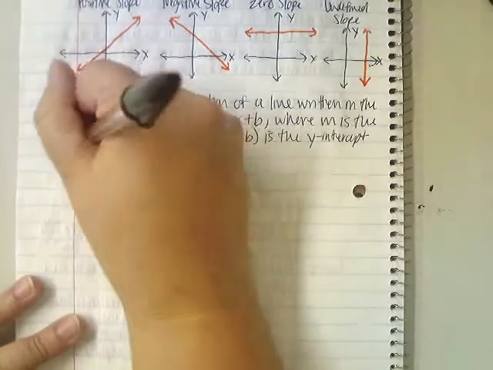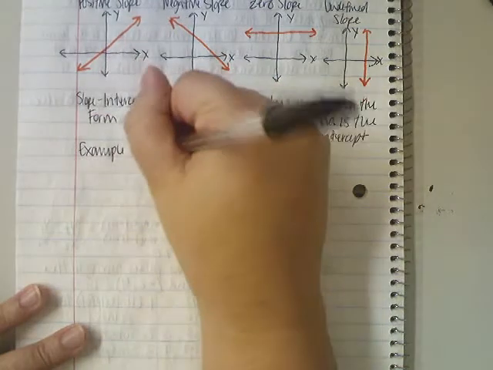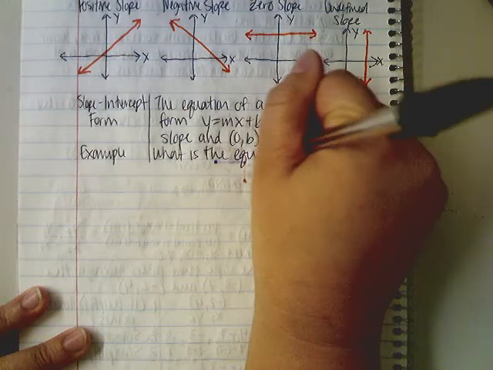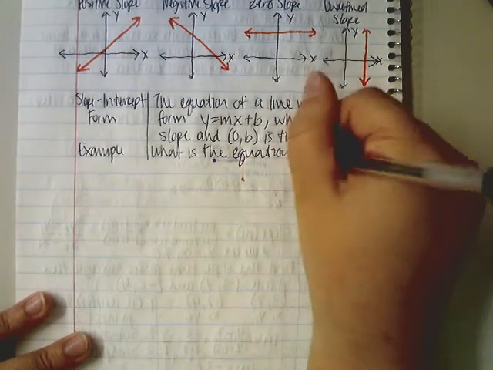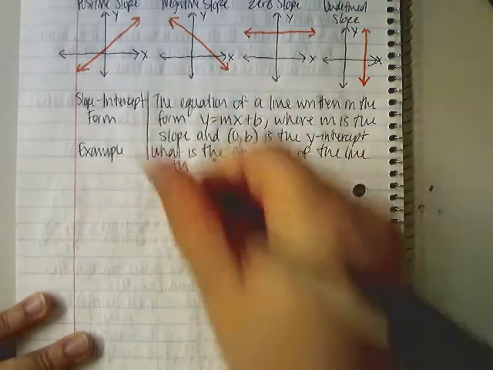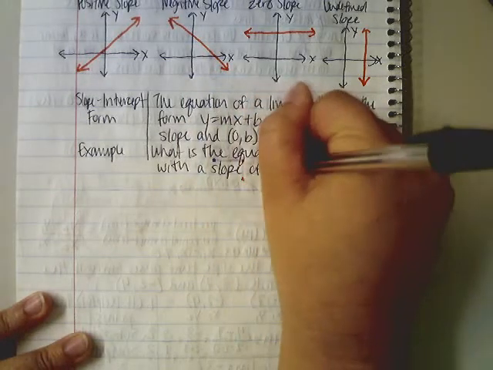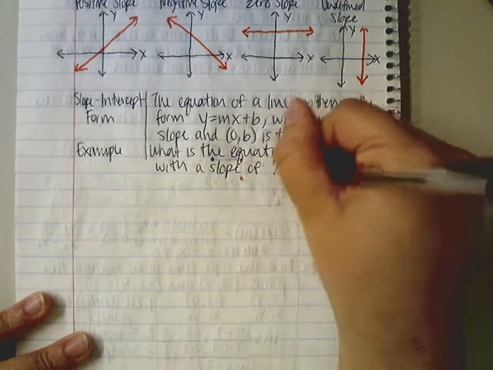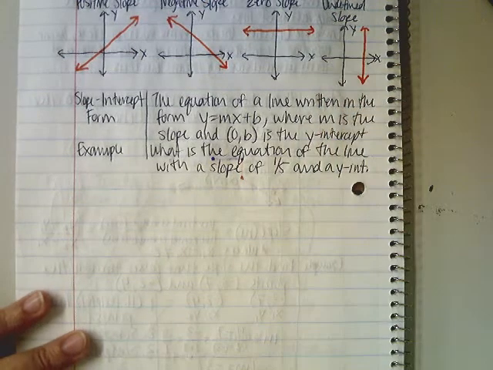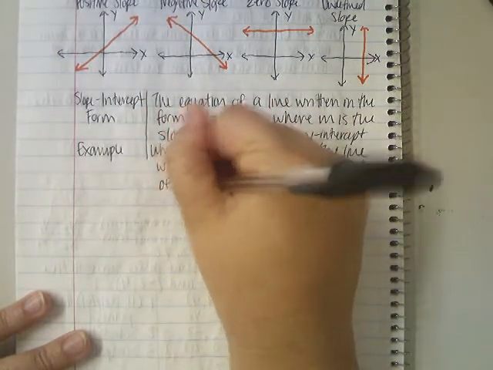So we're going to do an example of this really quickly. For example, using this, I want us to figure out what is the equation of the line with a slope of 1/5 and a y-intercept. I'm going to abbreviate it y-int, of (0, -3).